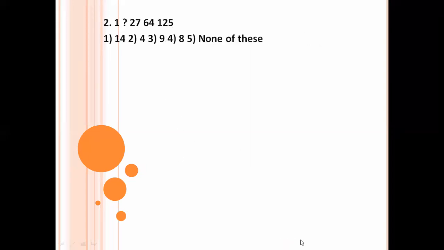Next. Here we observe directly that these are in the form of cubes. 1 means 1 cube, 27 means 3 cube, this is 4 cube, this is 5 cube. So the middle value is 2 cube. 2 cube value is 8. 8 means option number 4 is the right answer.